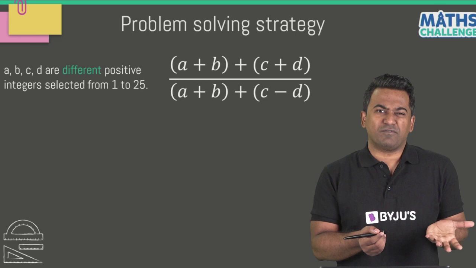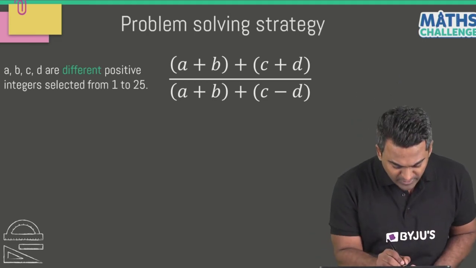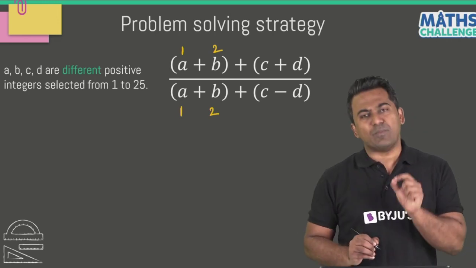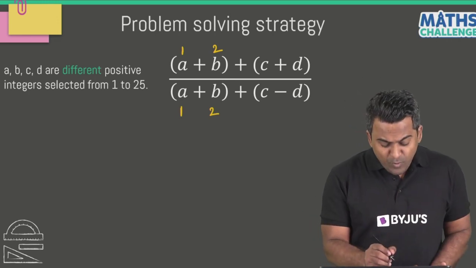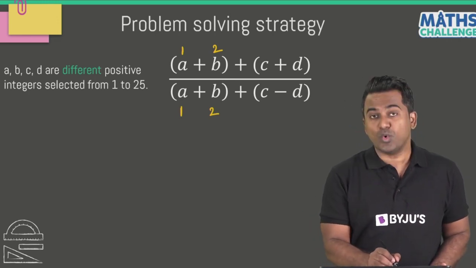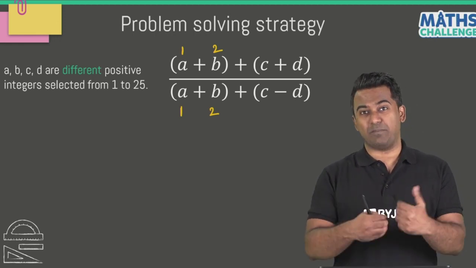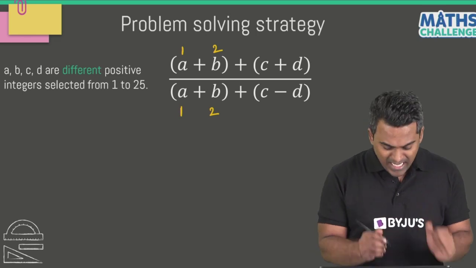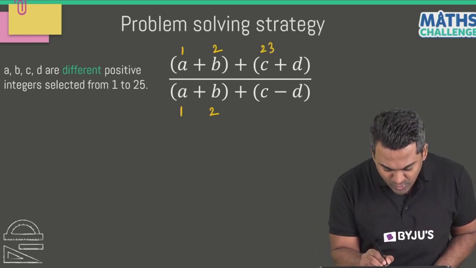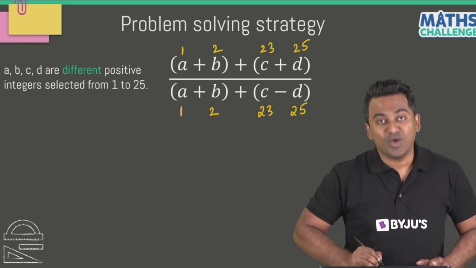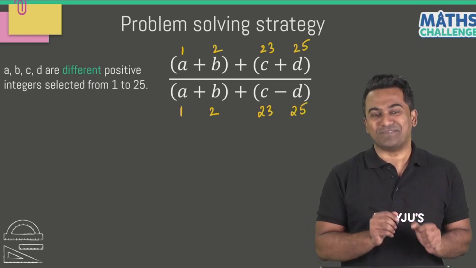Well, a and b, of course, have got to be as small as possible. So a can only be 1 and b can be 2. But this time, if I want to make the denominator equal to 1, I can make the value of c minus d as minus 2, right? How am I going to do that? Well, c can be 23 and d can be 25 this time. 23 and then 25, right? Now let's see what happens if I plug these values in.